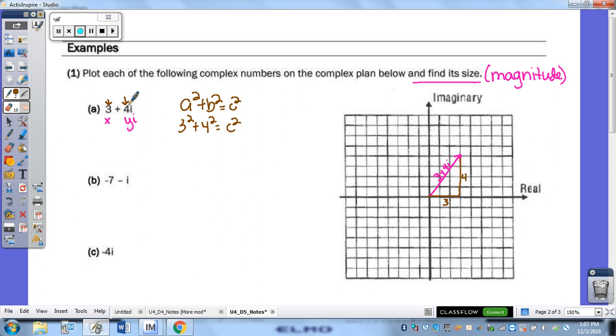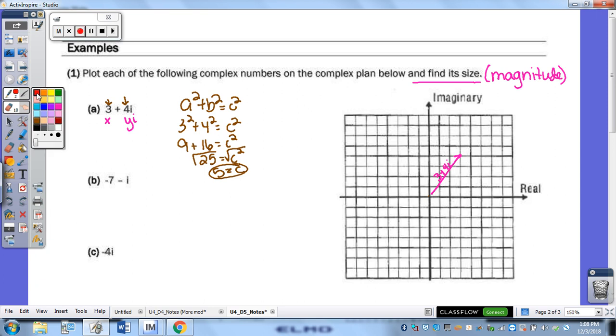So 3 squared gives us 9, 4 squared is 16. Add those together, we get 25. Take the square root and we get 5. So its size is 5. I'm going to erase those so we don't get too confused as we go on to our other examples. So let's try our next one.